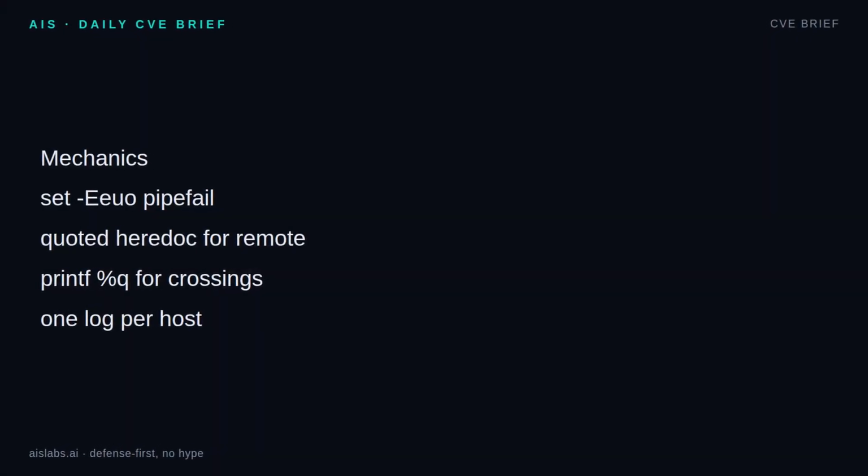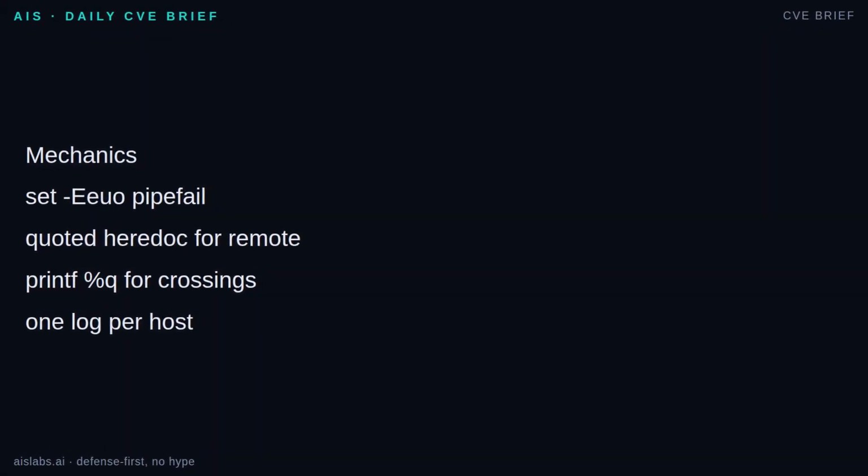There are 4 mechanics to burn in. First, put set -Eeuo pipefail at the top of both local and remote bash. It is not magic, but it catches many bad assumptions. Second, send remote code with a quoted heredoc. The delimiter is quoted, so your local shell doesn't expand remote variables before SSH sends the text. Third, when a local value must cross into a remote command line, quote it deliberately. In bash, printf %q produces a shell-escaped representation. Fourth, log per host. 100 hosts sharing one output stream is not evidence, it is confetti.